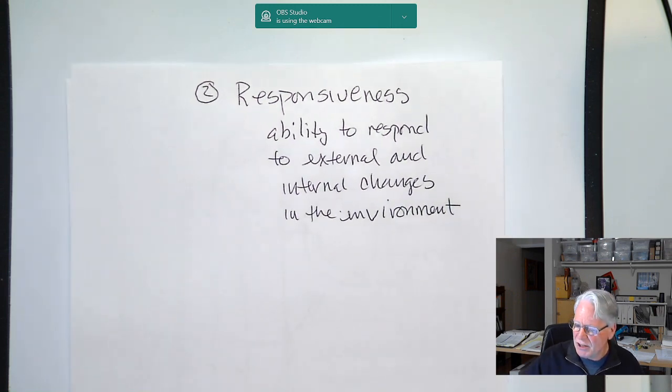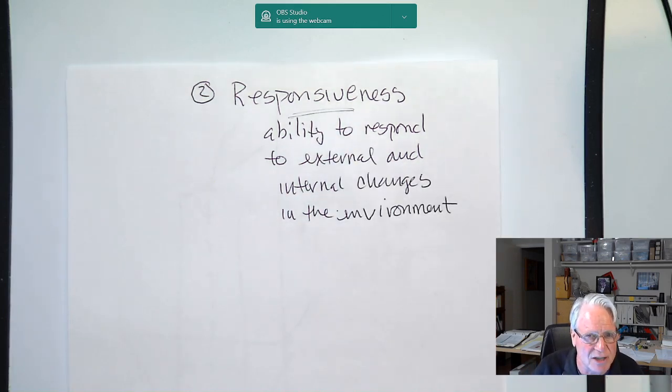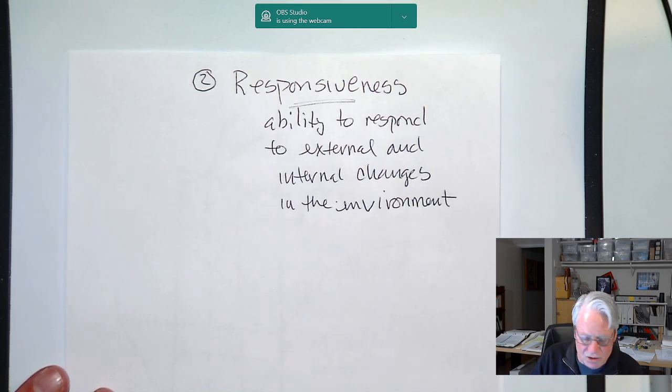Now we're going to connect this idea very closely with another idea called homeostasis. So just keep that in mind. If you, as a living organism, cannot detect changes that are going on, whether they're external or internal, you will not be able to maintain homeostasis. You will not be able to maintain the conditions that you need to survive and to live. So this is a very important property, the ability to respond to changes.